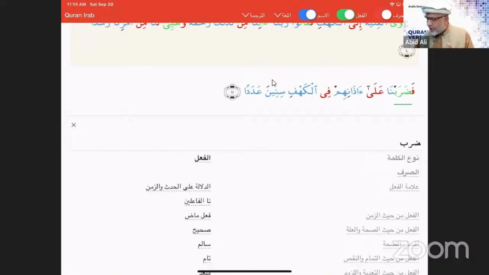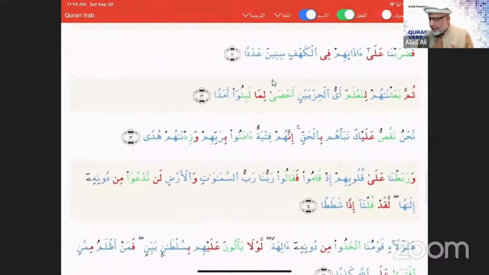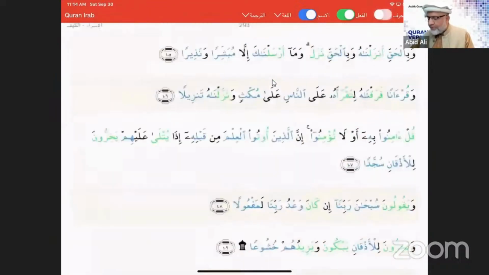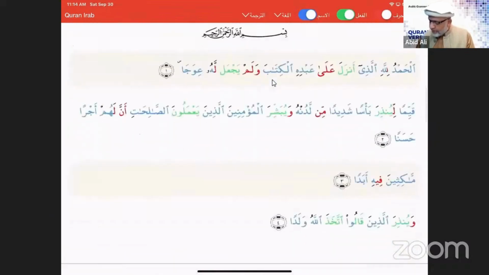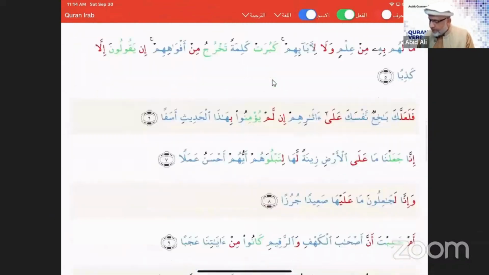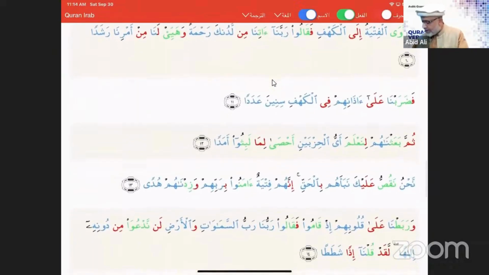But right now, I just wanted to tell you a few things about this. So this application, if you can use it, will really help you with the identification of the huruf. The red ones are huruf. The fail is the green one. And the blue one is the ism. And when you click on a word, it gives you details about that.